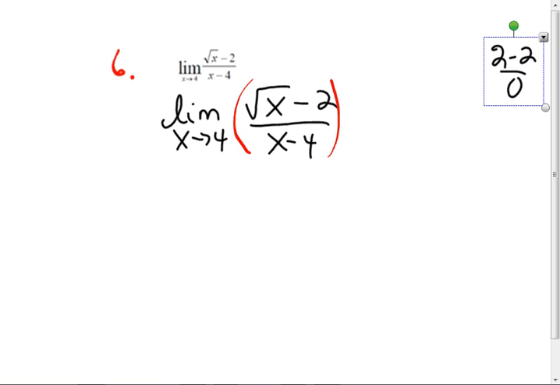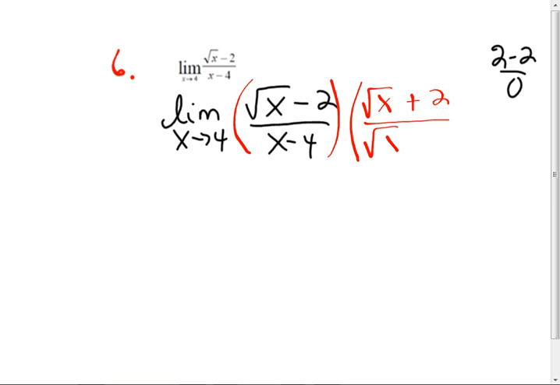And it's just a trick. How would I get rid of the radicals? Square root of x plus 2 over, I want it to be 1, square root of x plus 2.